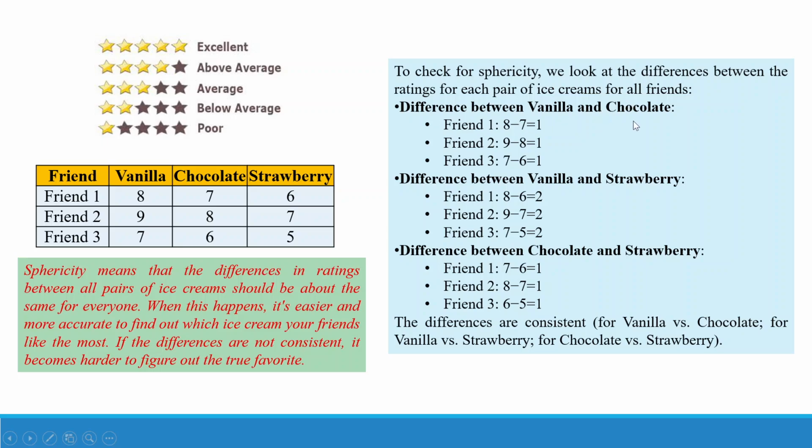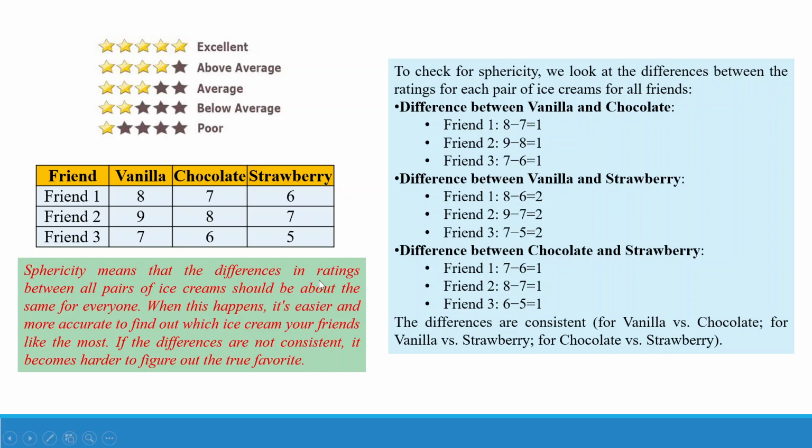Difference between vanilla and chocolate: 8 minus 7, 1. 9 minus 8, 1. 7 minus 6, 1. Difference between vanilla and strawberry: 8 minus 6, 2. 9 minus 7, 2. Friend 3, 7 minus 5, 2. Difference between chocolate and strawberry: 7 minus 6, 8 minus 7, 6 minus 5, all 1. So the differences are consistent for vanilla versus chocolate, for vanilla versus strawberry, for chocolate versus strawberry. This means that we have achieved the sphericity.